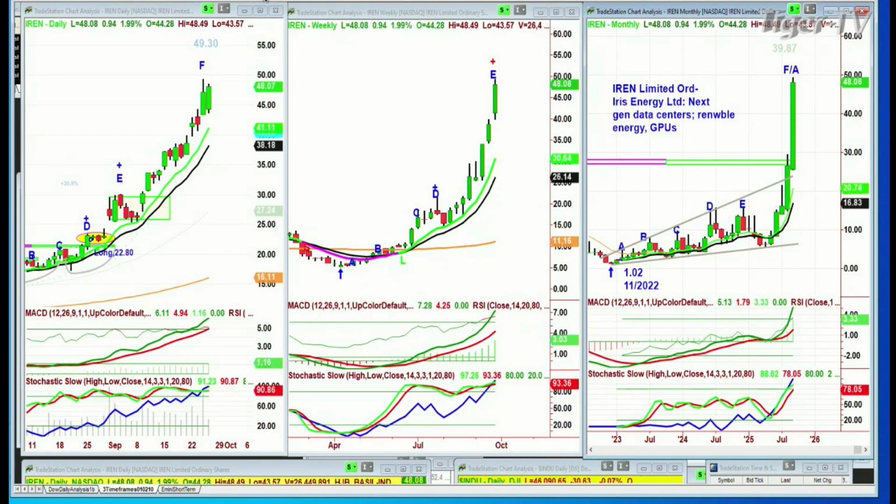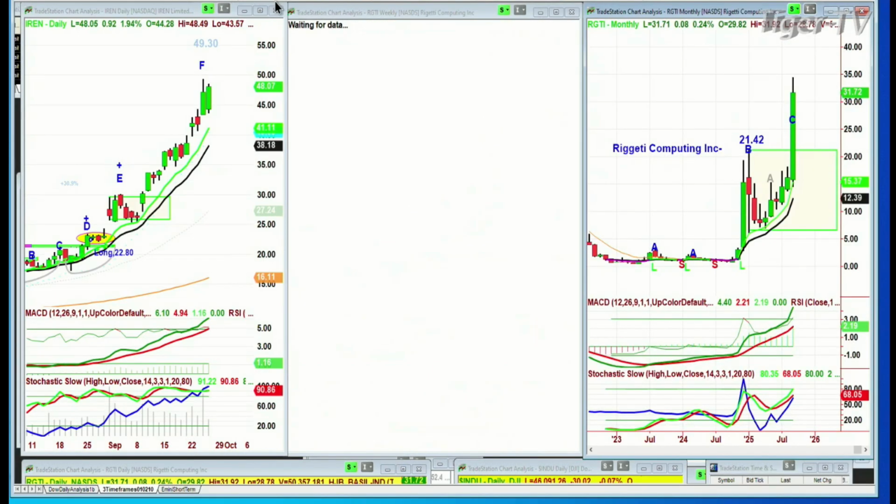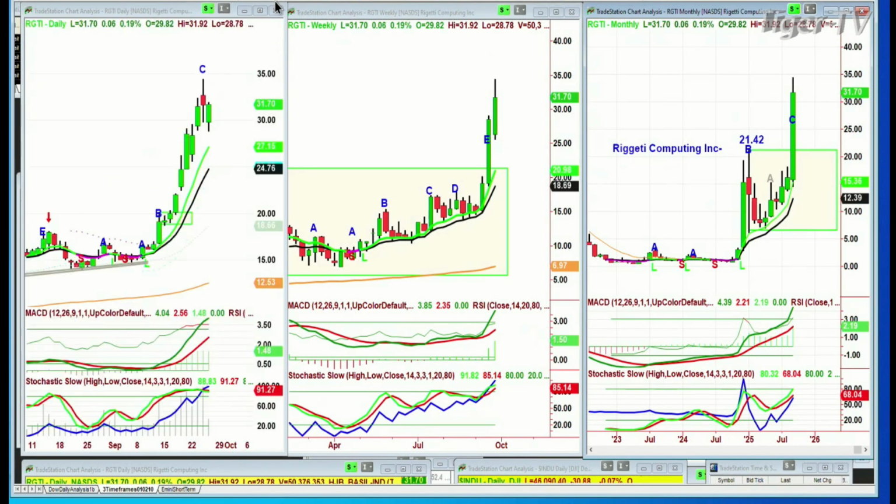RGTI. Oh, look at that. That pulled back sharply. Yesterday it hit the 34s, and today the low is 28.78, and now it's trading at 31.67. I don't think things just give up like that.